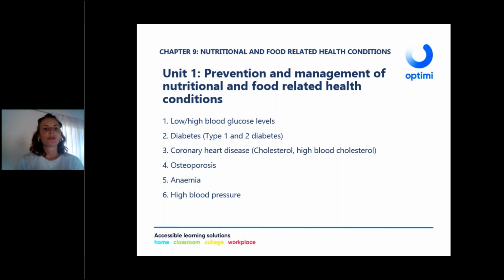Okay. So unit 1 consists of the following food-related health conditions: low and high blood glucose levels, diabetes, coronary heart disease, osteoporosis, anemia, and high blood pressure.